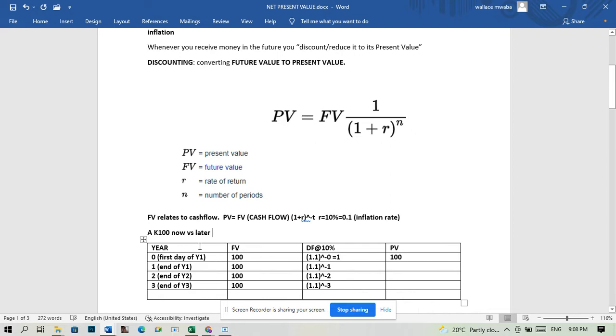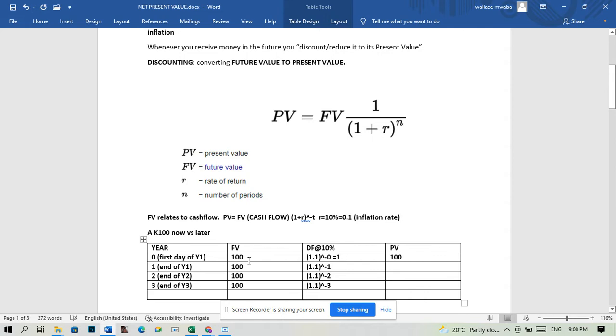So we'll just make a simple table here. Whenever you see year 0, just know it's the first day of year 1. Year 0 is just the first day of year 1. Then when you see year 1, that's the end of year 1. Year 2 is the end of year 2. Year 3 will just be the end of year 3.